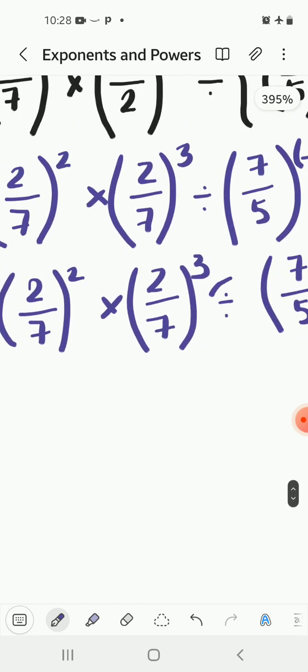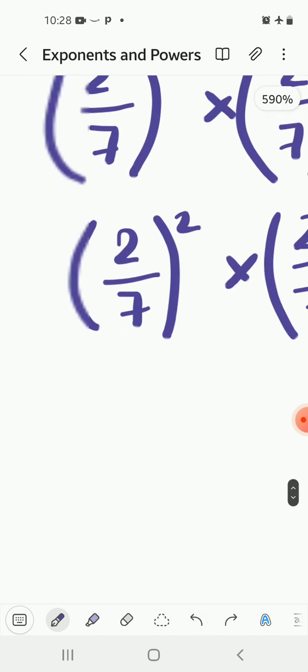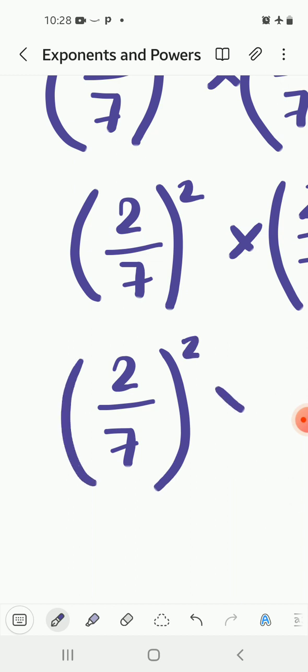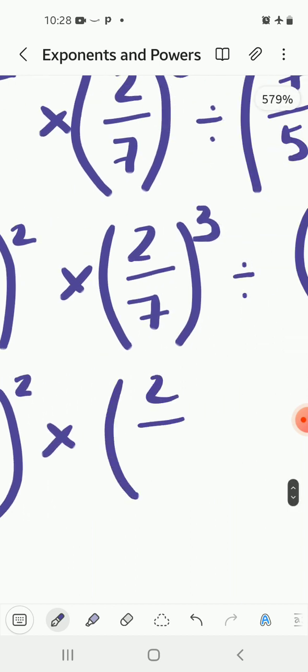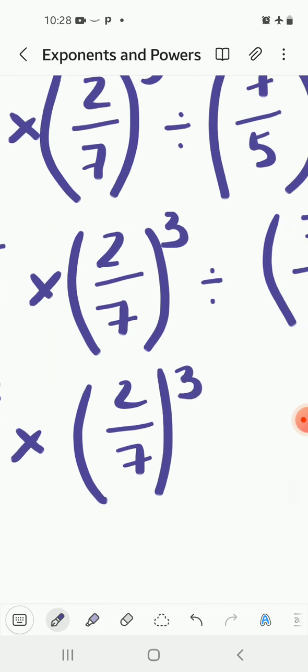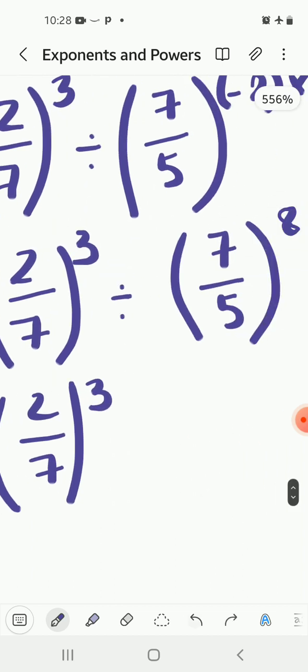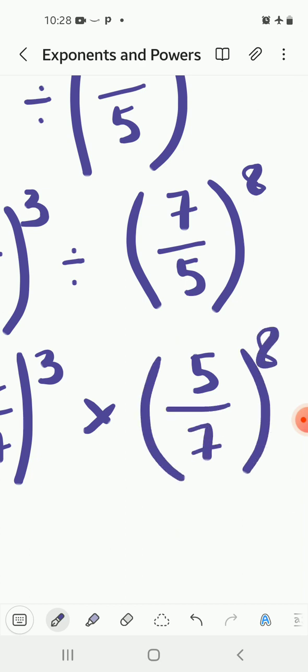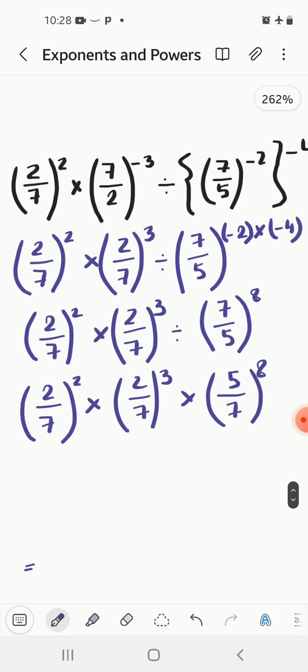Now in the next step, we are going to solve this. BODMAS says division is to be done first and then multiplication. So we will go accordingly. So 2 by 7 square as it is, multiply 2 by 7 cube as it is. Now the division sign becomes multiplication and use the reciprocal of 7 by 5, which is 5 by 7 to the power 8. Now you can see you have got this. Now we are going to solve it.